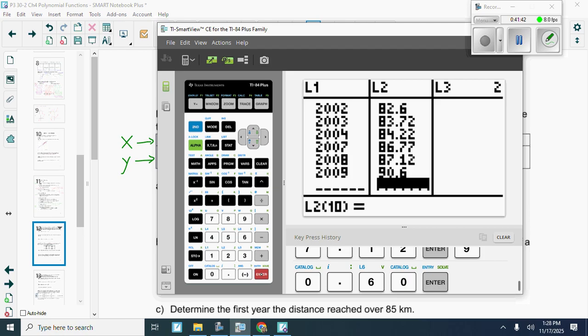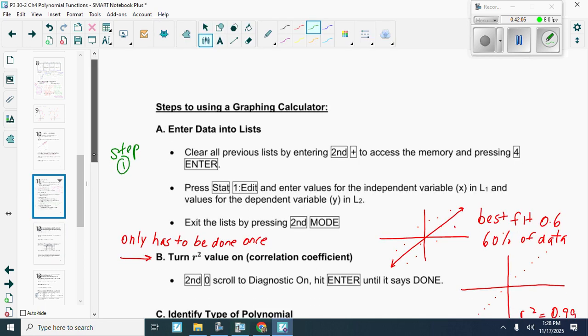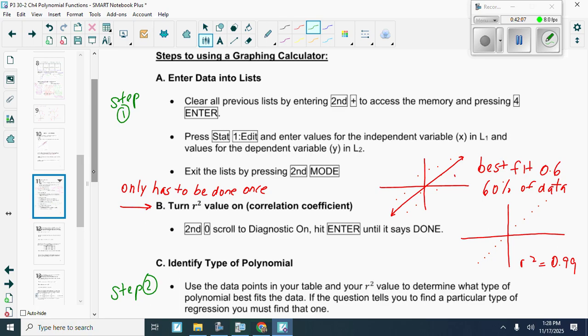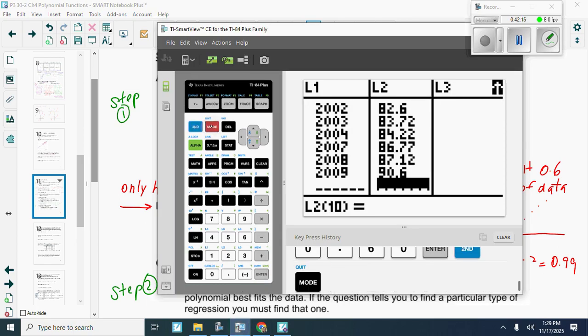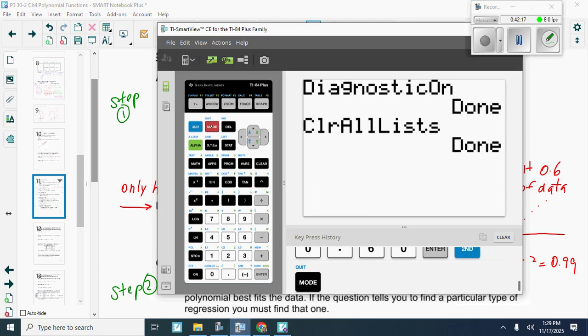You should have the same number of elements in list 1 as you do in list 2. If you're off by 1, it just means that you missed 1, so you have to go back, find your mistake, and retype your numbers so that both of your lists are even. So list 1 and list 2 are done. You can exit the list by pressing second mode, which quits your list. From here, we're back to our regular screen.